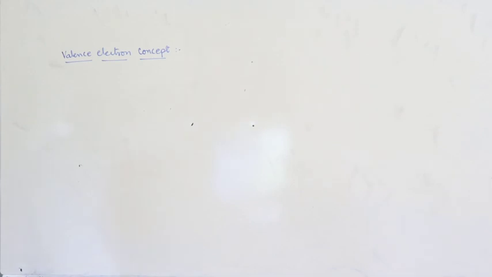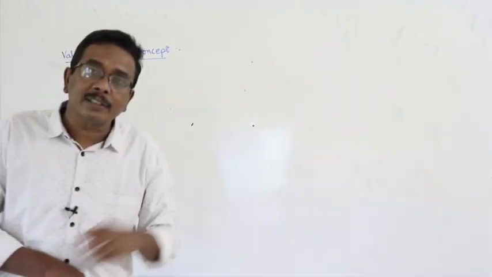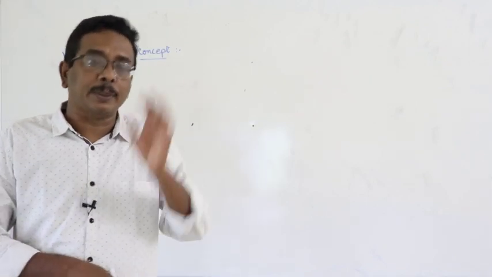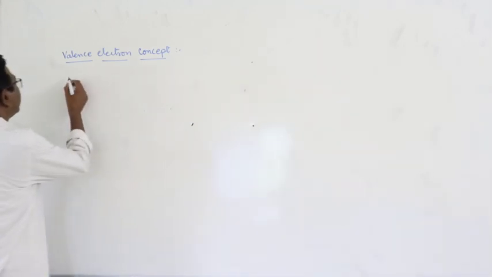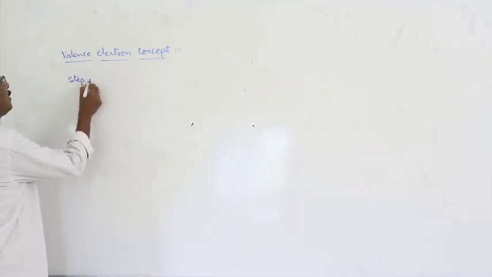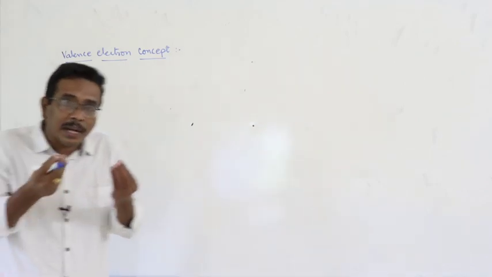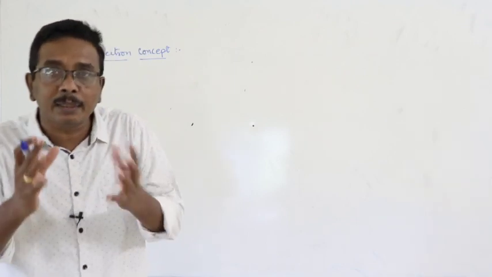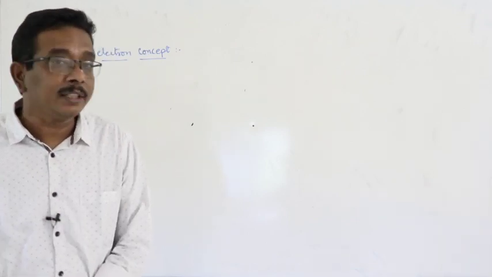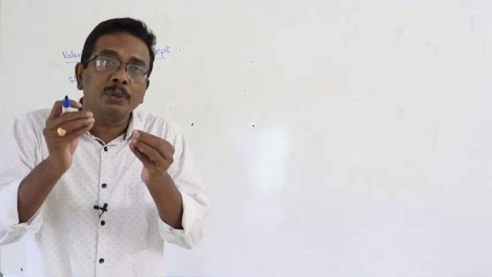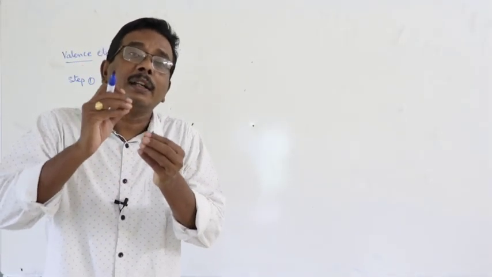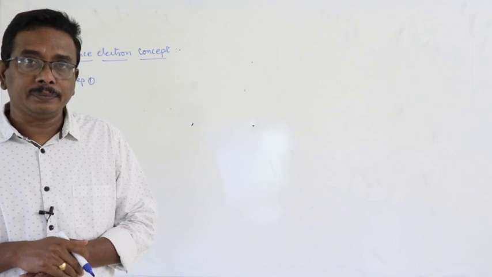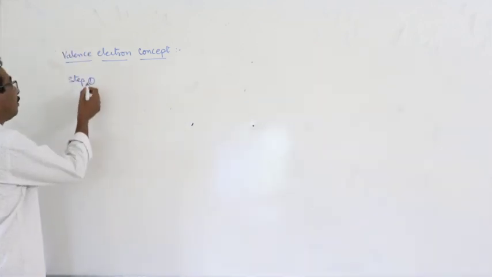Valence electron concept. In this concept, the calculation of electron pairs is involved in two steps. Look at the first one. In the first step, we have to add the number of valence electrons of all the atoms in the molecule. What is the first step? We have to add all the valence electrons present in the atoms of the molecule. That is the first step. Second step.